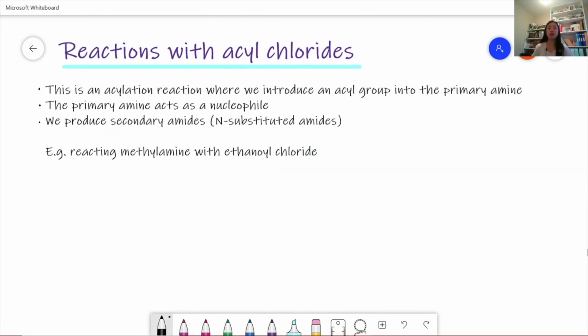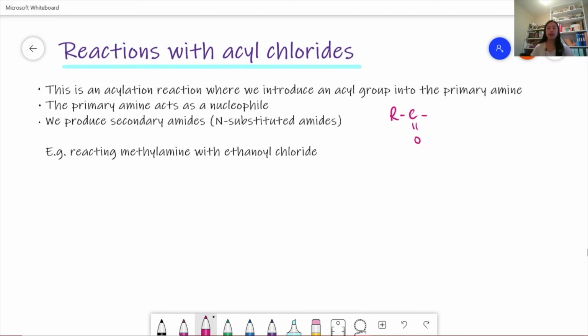So now I'm going to talk about the reactions of primary amines with acyl chlorides. So we've actually already seen this reaction before when we looked at acylation. And this is where we introduce an acyl group into the primary amine. So again, the acyl group is this RC double bond O group.